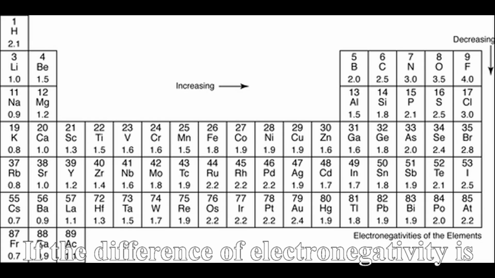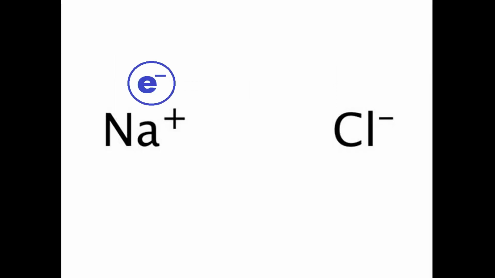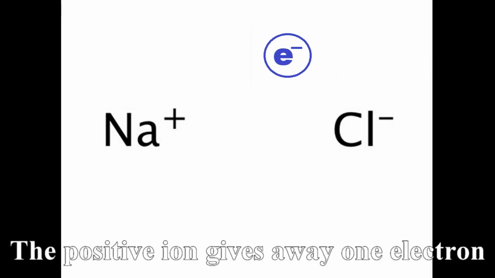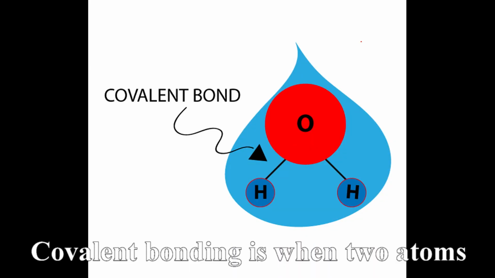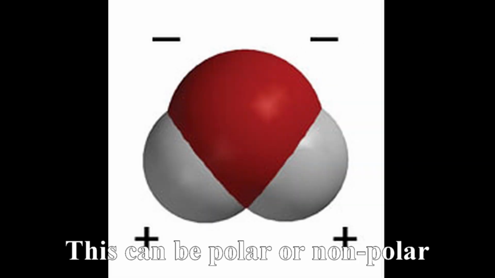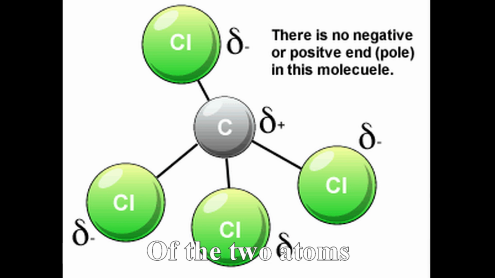If the difference of electronegativity is bigger than 2, it means that the bonding is ionic. The positive ion gives away one electron, while the negative ion takes it. Covalent bonding is when two atoms share a pair of electrons. This can be polar or nonpolar, depending on the electronegativity of the two atoms.